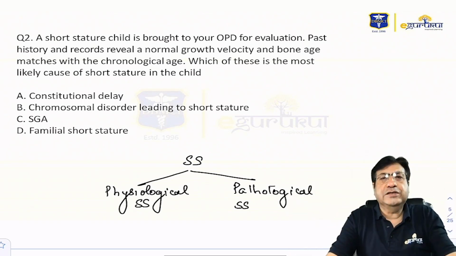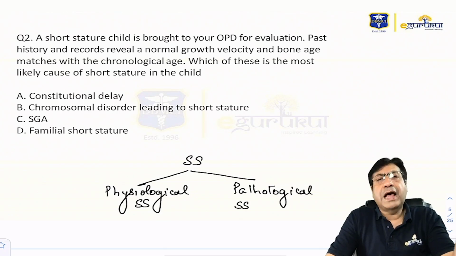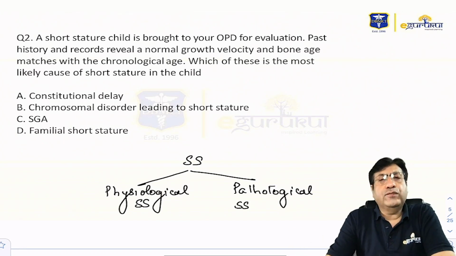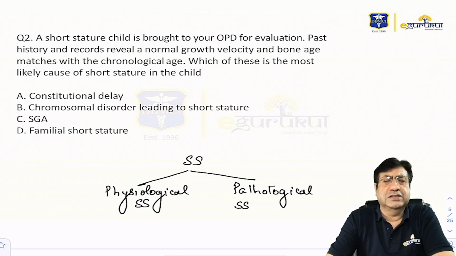So two broad categories of short stature are there. Physiological short statures, which are sometimes also called normal variant short statures, are those in which the growth velocity during the major part of childhood remains normal. So understandably, there are no known pathological disorders associated with this type of short stature. But in pathological short statures, the growth velocities are reduced and there are underlying causes for this type of short stature.